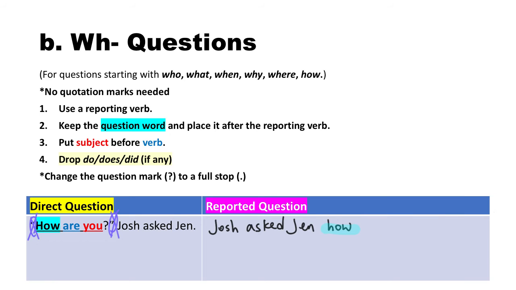Then we need the subject. The subject in the direct question is you, and this you refers to Jen. We will change you to she, which is the subject pronoun of Jen. After the subject, we write the verb. The verb in the direct question is are in simple present tense. We need to change the verb to its simple past tense and a verb which agrees with she, was. Finally, we change the question mark to a full stop. The reported question is, Josh asked Jen how she was.